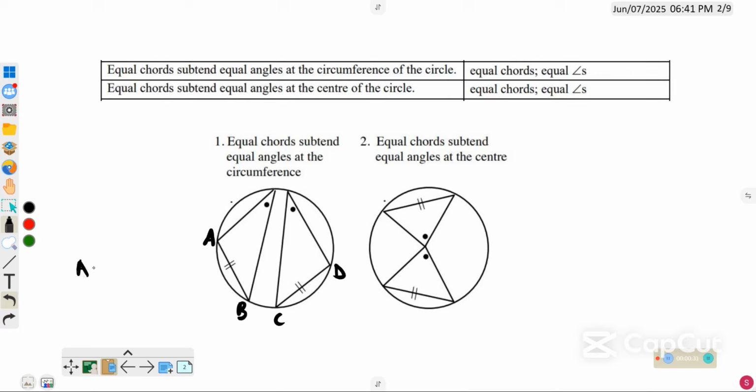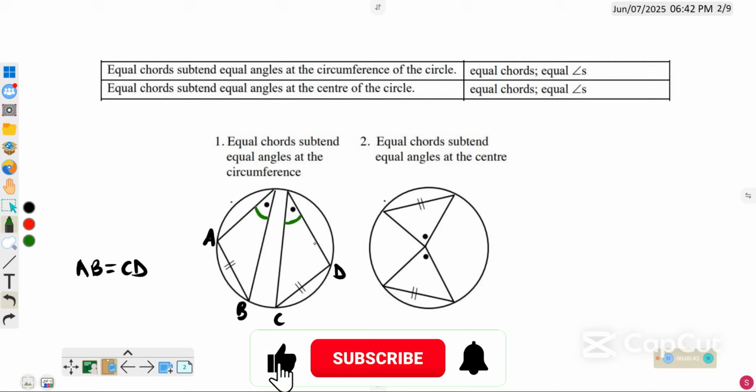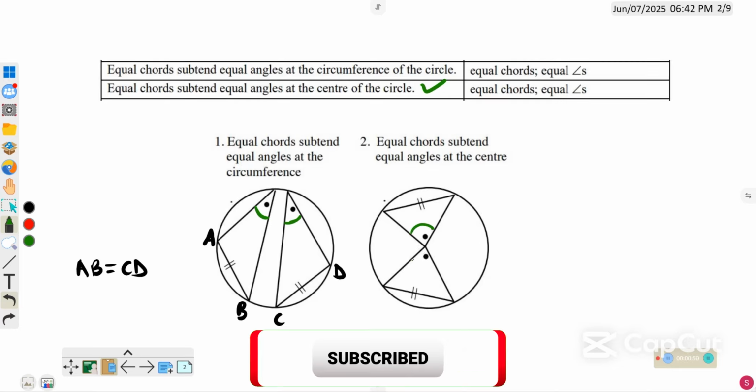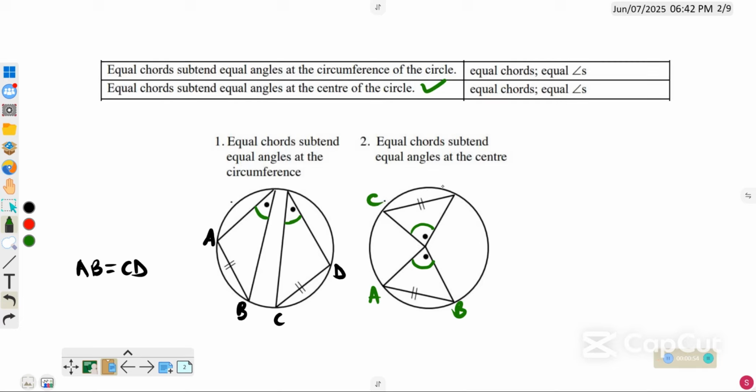So it is given that AB is equal to CD. So these ones will subtend equal angles at the circumference. In fact, this is the only theorem that allows you to have equal angles at the center. It also states that equal chords subtend equal angles at the center of the circle, which means this angle will be equal to that, provided that this chord right here is equal to that chord right there. As you can see, that's the reason to use: equal chords, equal angles. You don't need to know the proof of this.